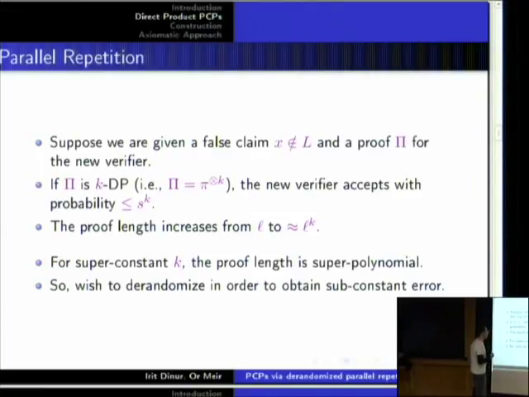But this means that if we somehow manage to derandomize the parallel repetition, to use a derandomized direct product instead of the standard direct product, so that the proof length will not increase from L to L to the K, but to something smaller, then we might be able to choose a super constant K and still get away with it with polynomial proof length. And this is what we aim to do in this talk.